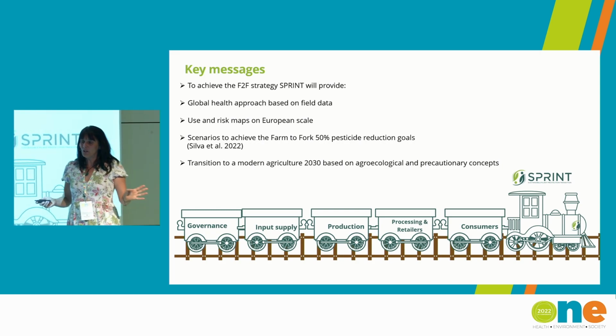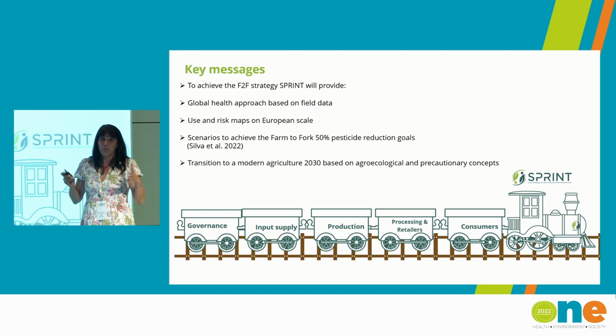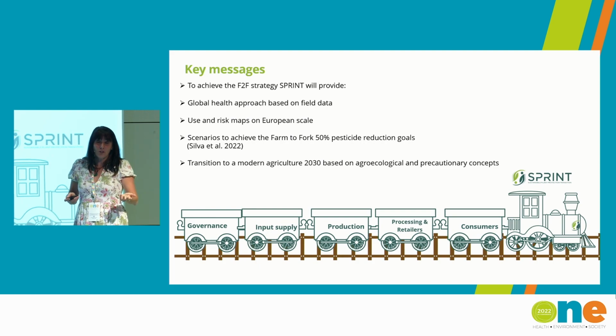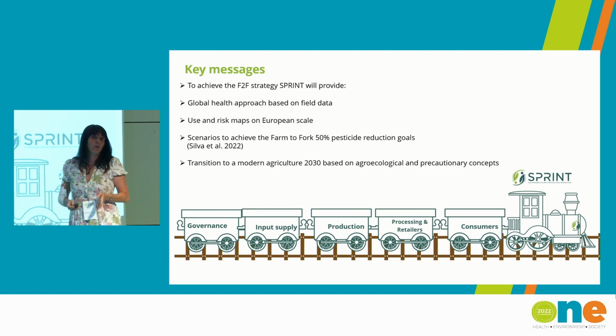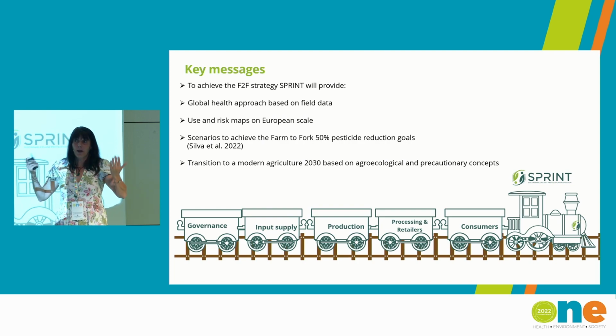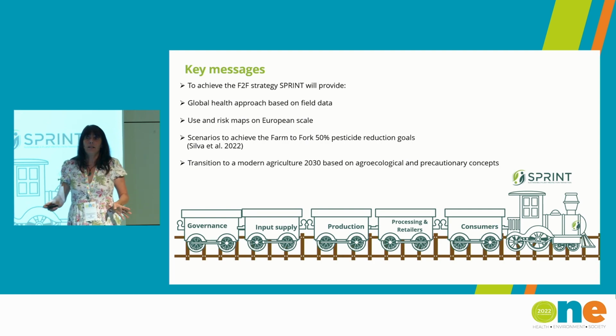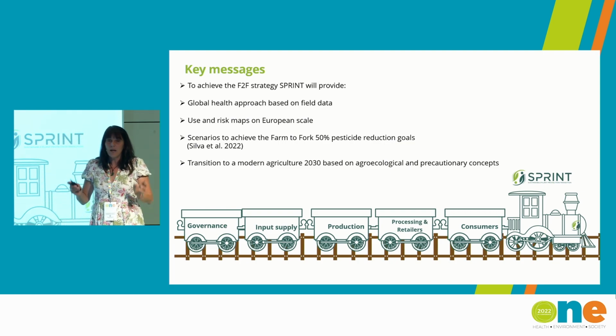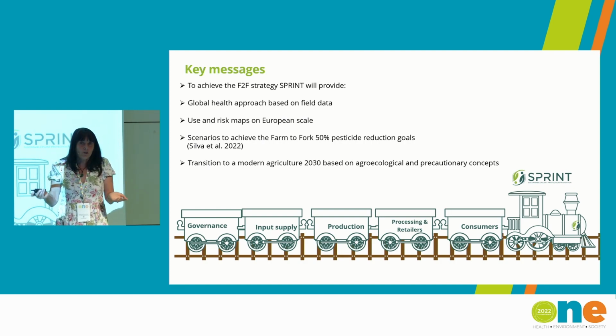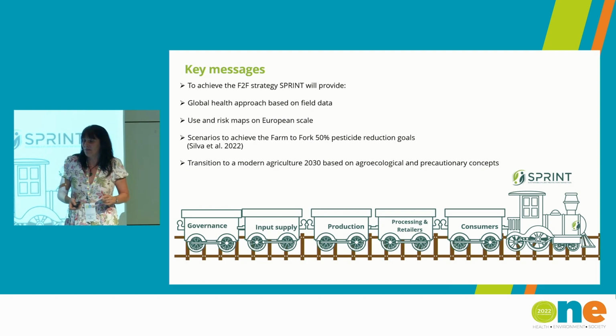To achieve the farm-to-fork strategy, Sprint will provide a global health approach based on field data, use and risk maps on European scale, scenarios, we have already published this, to achieve the farm-to-fork strategy 50% reduction goals. You can find this available online. And that is very important, transition to a modern agriculture, call it Agriculture 2030, based on agroecological and precautionary concepts. We are flying to the moon, we are flying to Mars. We can do it with modern technologies, establish modern agriculture in Europe. Thank you for your patience.